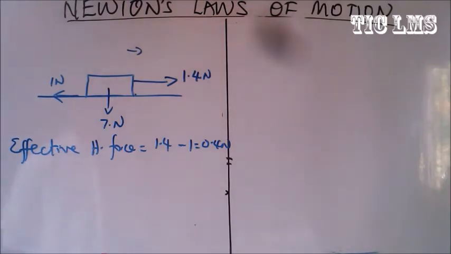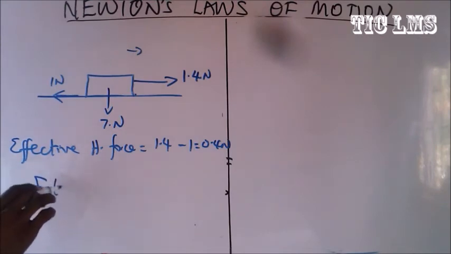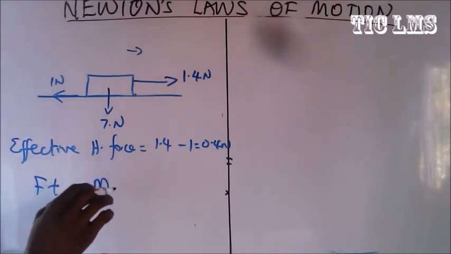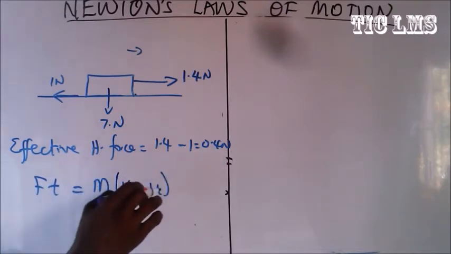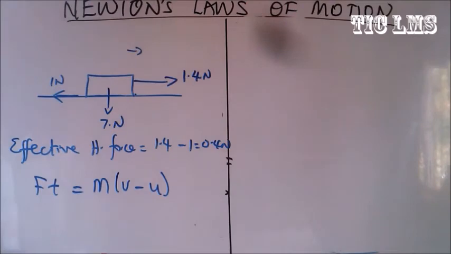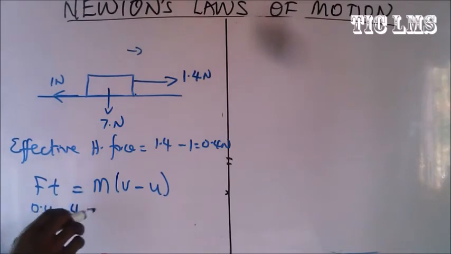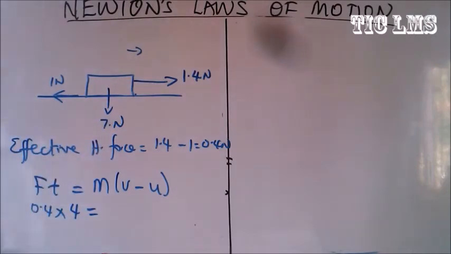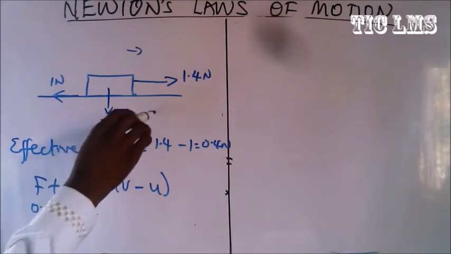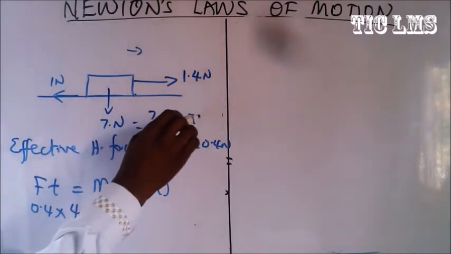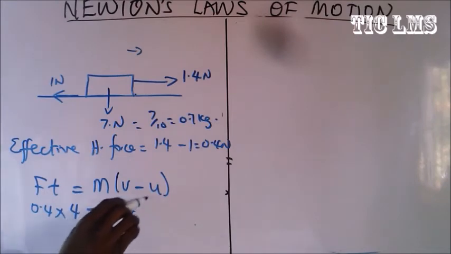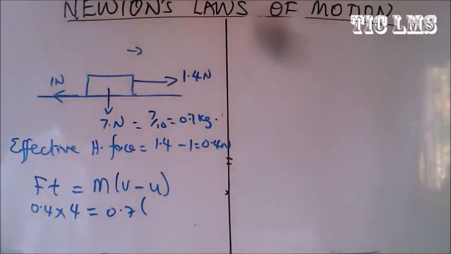Next is for us to find the velocity with which the body moves. So we have a formula that connects that, that is the impulse equals to change in momentum, which is mv minus u. Over here, this is the velocity. The force which is pulling the body is 0.4, put it for 4 seconds, which is equal to, the weight is 7 Newton. And so you can get the mass from 7 Newton, which is 7 divided by 10, that's 0.7 kilogram. So we have 0.7 kilogram here. Then we get the velocity.